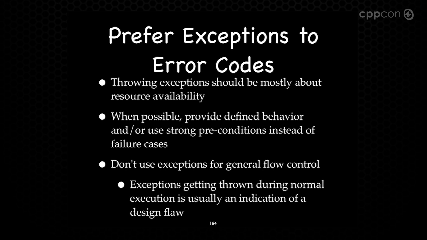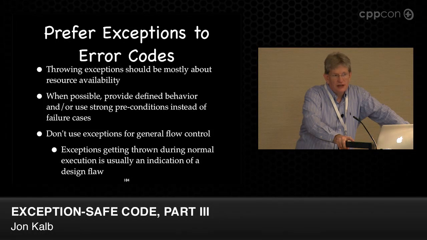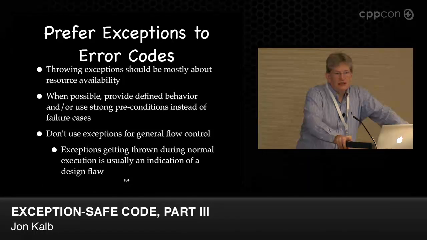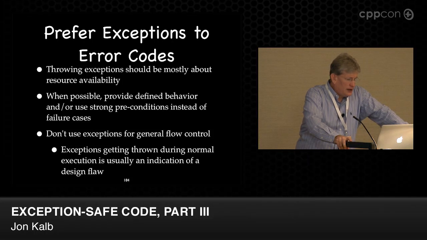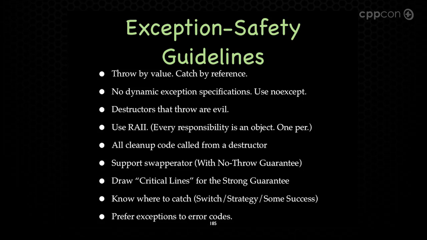A few things I want to say. This is basically from Sean Parent, by the way. Throwing exceptions should be mostly about resource availability. When it's possible, we'll define behavior and/or strong preconditions instead of failure cases. In other words, we want that logic error to be asserted and caught during testing and getting out, and then runtime error is about failure cases, and we want to minimize those. And then you don't use exceptions for general flow. Imagine a situation where you have a tight loop, and inside the tight loop you might have throws. That's not winning. It's not winning at all. We don't do that.